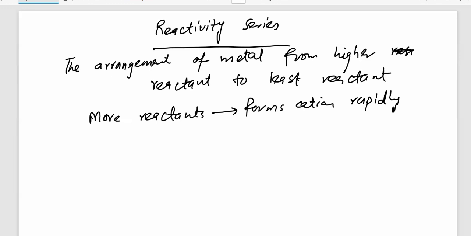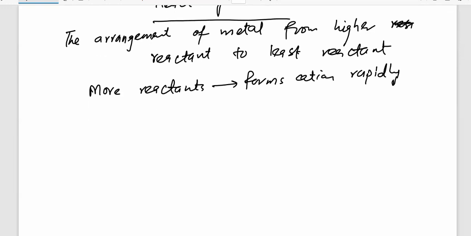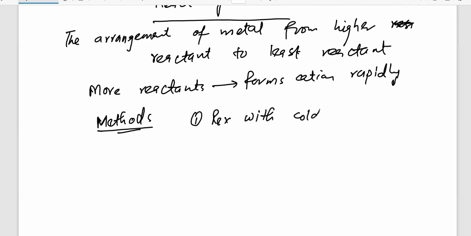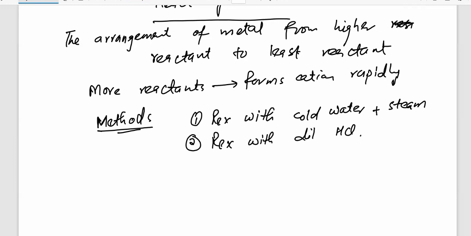Okay, so to find out the reactivity of the metals, we have two methods. First is reaction with cold water and steam. Some react with the cold water and some with the steam. Second, reaction of the metals with dilute hydrochloric acid, HCl. So these are two methods. Let me tell you about the first method.